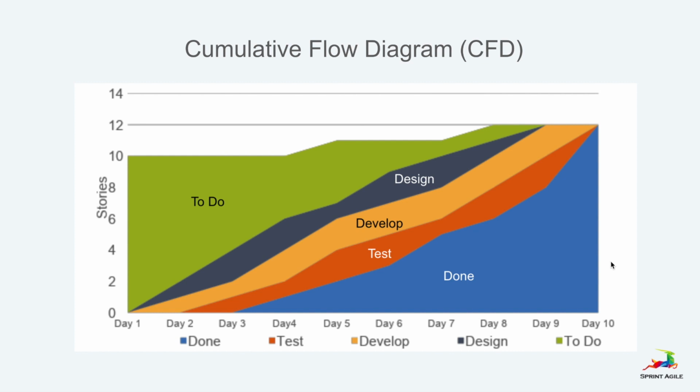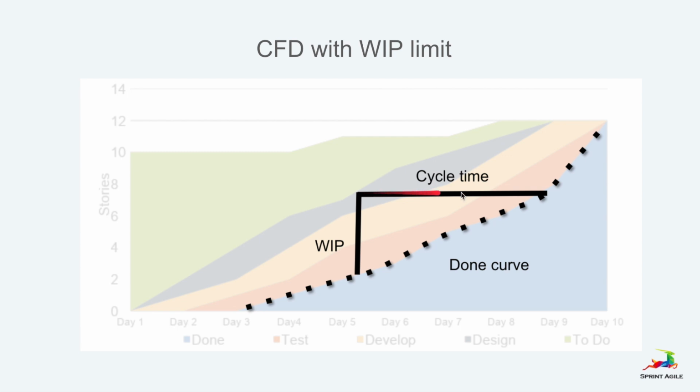If you want to use a CFD diagram, then you generate it from Jira or any other tools that you use. Look at your cycle time, and that gives you how many items you had in progress at the time.